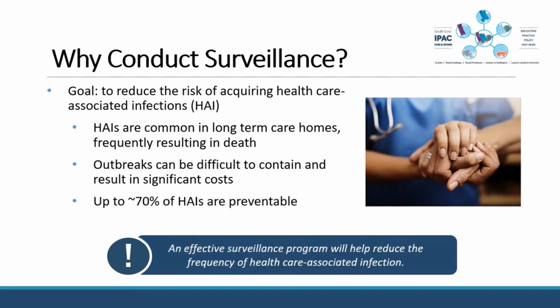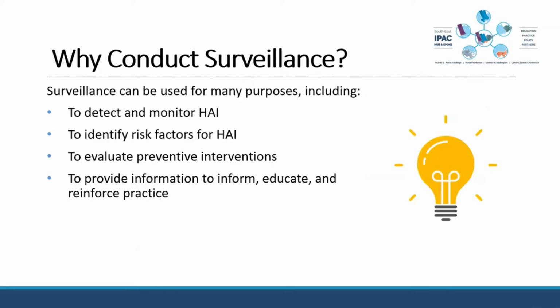As the number of individuals who require long-term care is expected to rise dramatically in the coming years, increased resources for infection prevention and control can be an important factor to the overall health of these residents. And it's estimated that up to 70% of healthcare associated infections are preventable. An effective surveillance program helps to reduce the frequency of healthcare associated infections, which is key. Next slide.